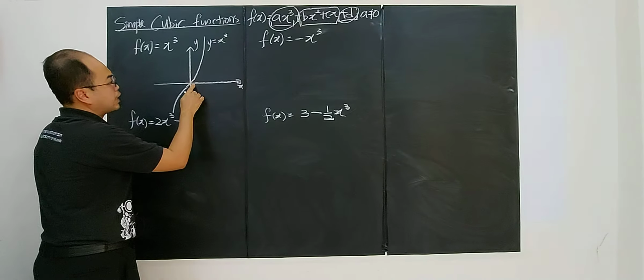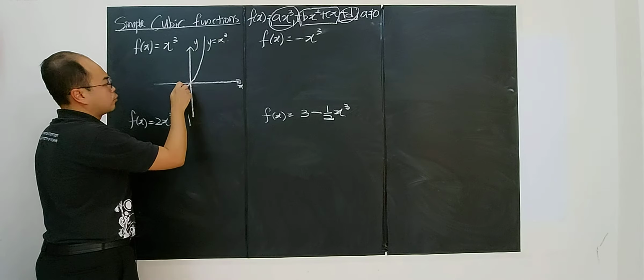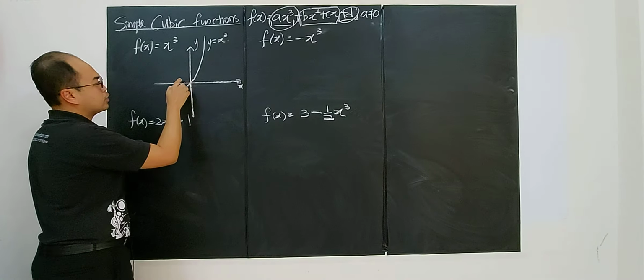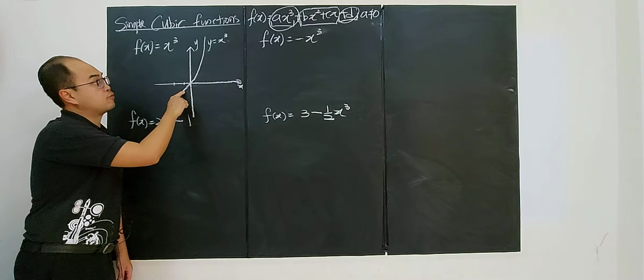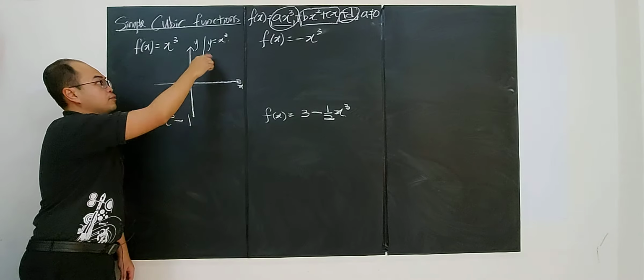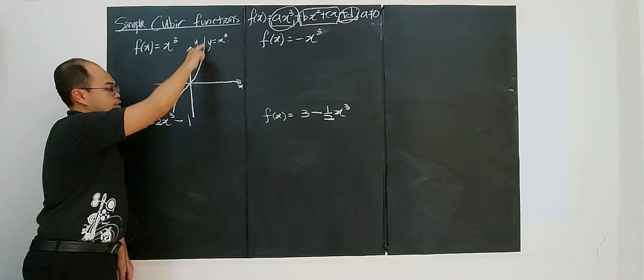So when x is positive, x cubed also will be positive. When x is negative, you put negative 1 to the power of 3, you get negative 1, a negative value. If you put positive, you get positive. So that's why the graph is curving in this way.